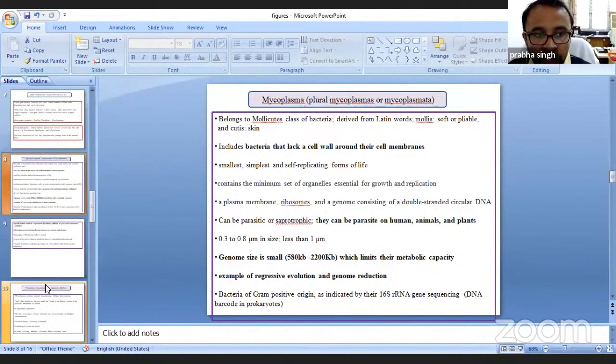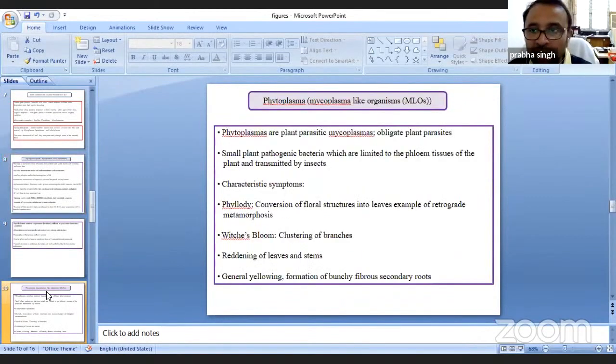फिर अब हम माइकोप्लाज्मा में ही एक ऐसे ऑर्गेनिज्म के बारे में पढ़ रहे हैं जिन्हें हम कहते हैं फाइटोप्लाज्मा. So phytoplasma को हम क्या कहते हैं? Mycoplasma like organisms. So what are these phytoplasma? Phytoplasmas are the plant parasitic mycoplasma. यानी कि जब आपने host fix कर दिया, मैंने आपको बताया कि mycoplasma can be parasite on human, on animals as well as on plant. So now we are talking of such mycoplasma which have their host as a plant. So phytoplasmas are the plant parasitic mycoplasma and they are the obligate plant parasite.